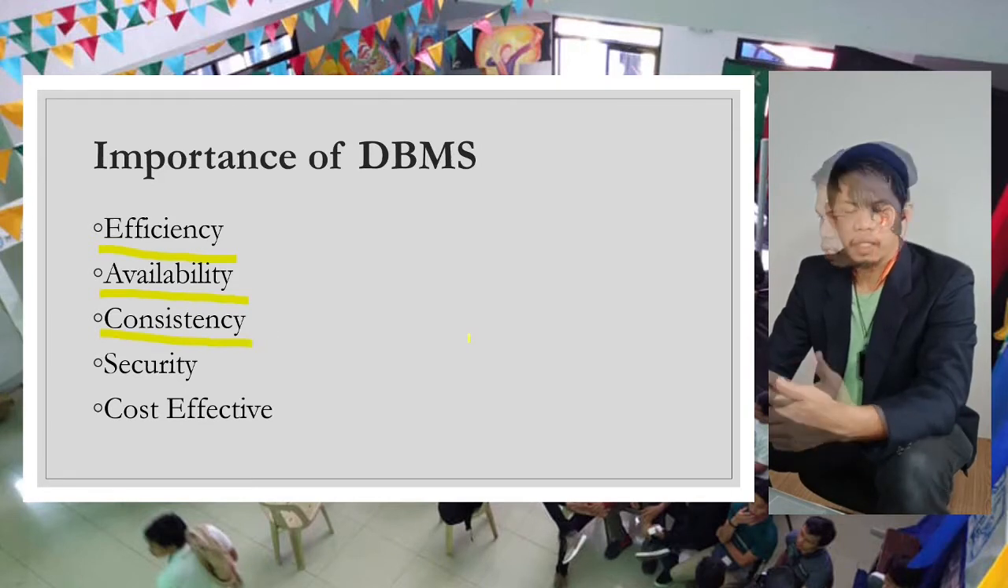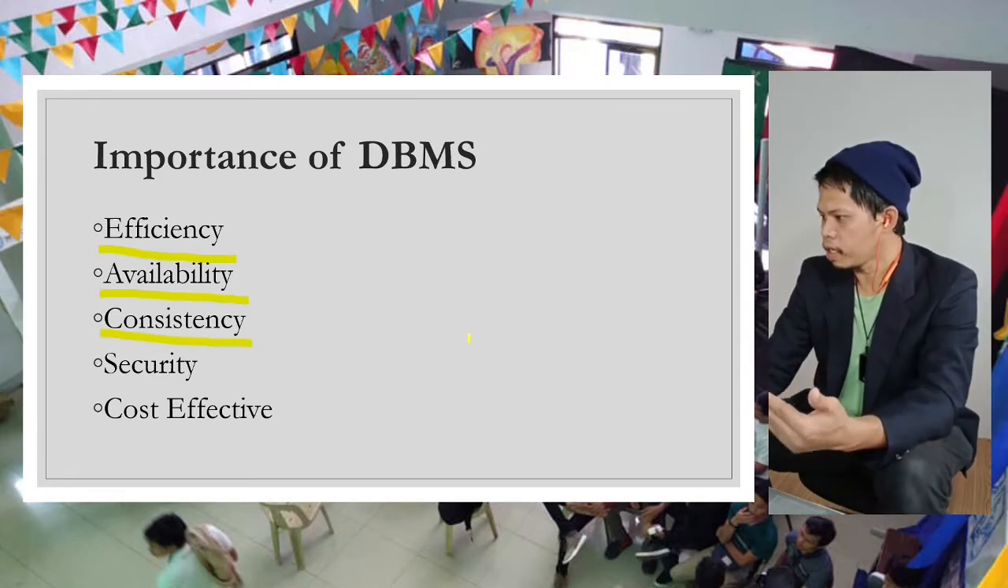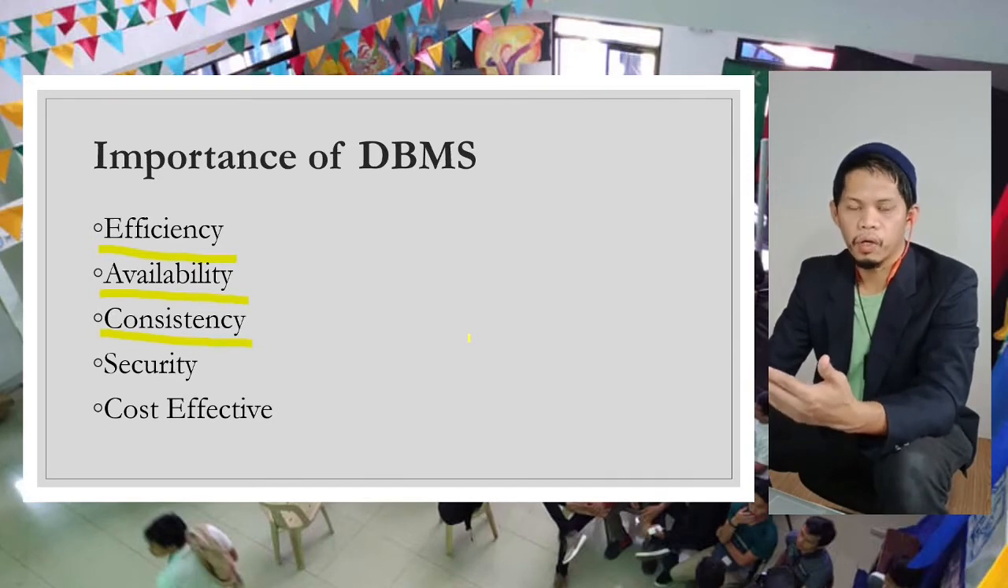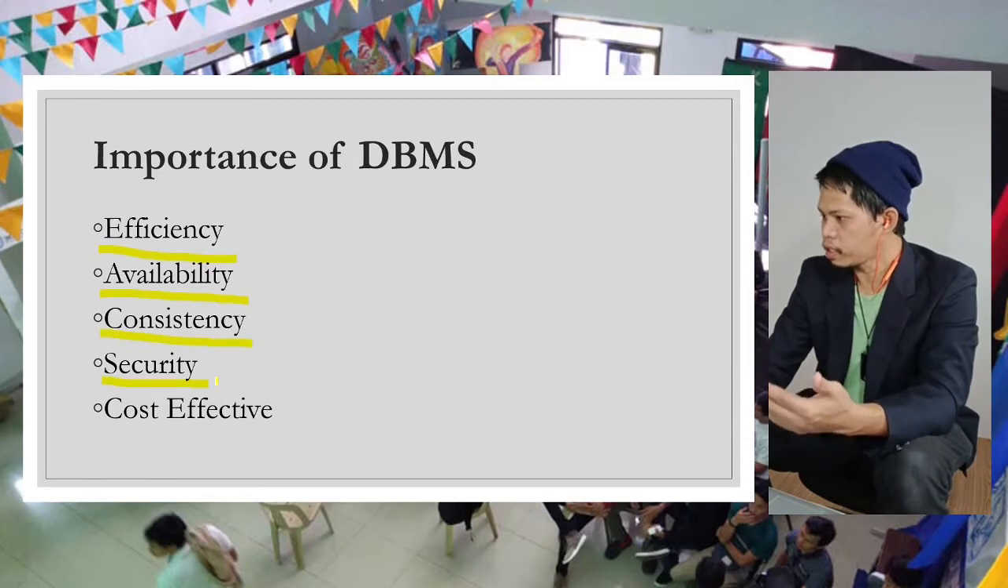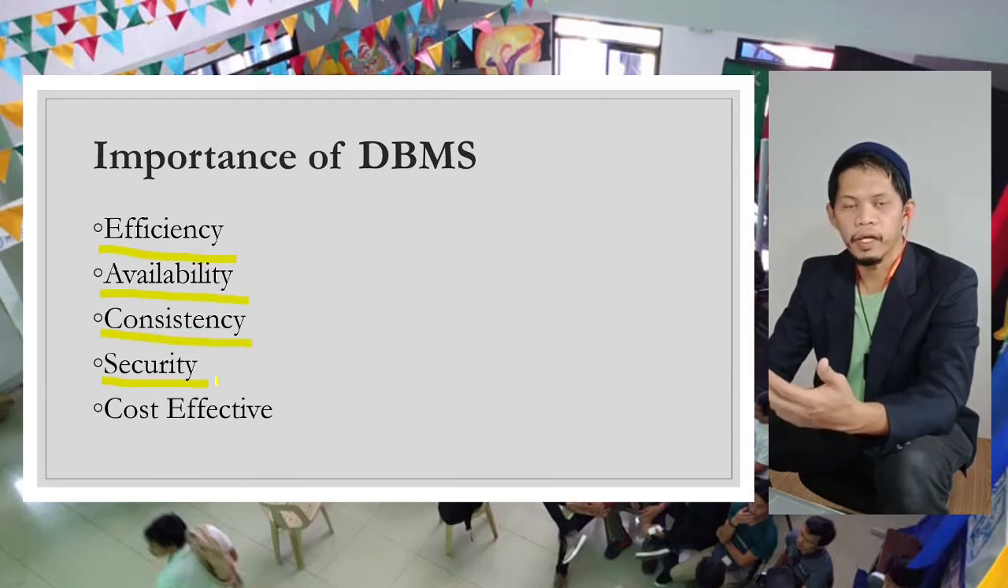Consistency. In DBMS, data is the same regardless of when or who is viewing it. As part of concurrency in DBMS, it also makes sure that the data being accessed in different locations or applications is the same and consistent. Na-achieve ito ng DBMS by using transactional approach sa lahat ng operations na ginagawa. Security. In DBMS, the data is secure in a central place and different access rights can be assigned to different people.